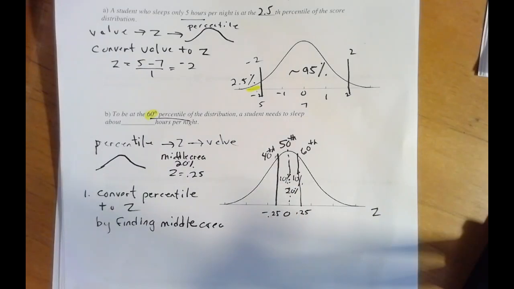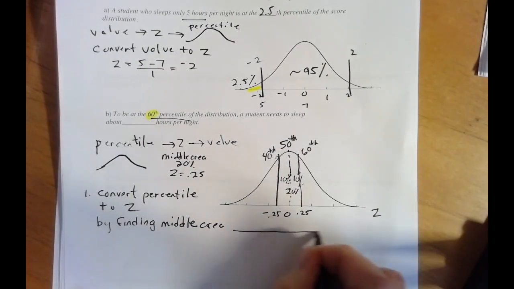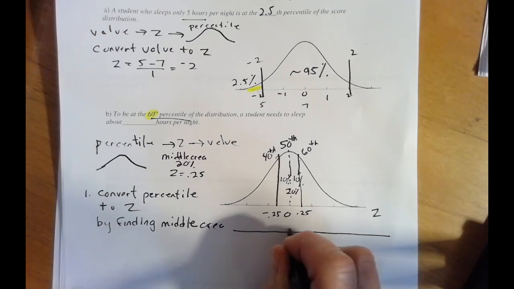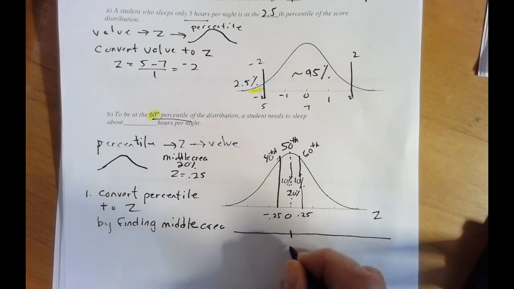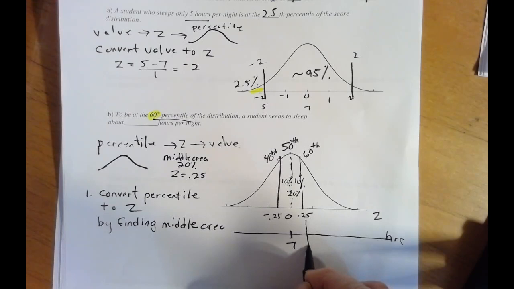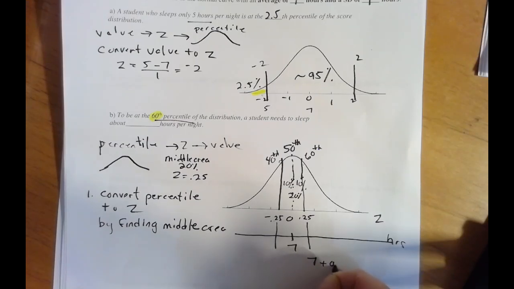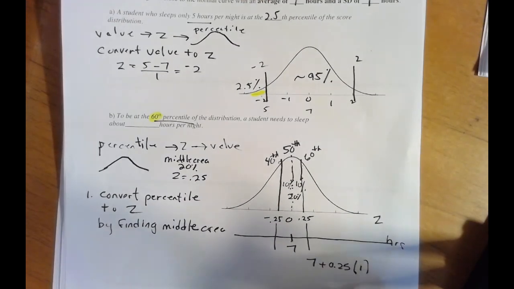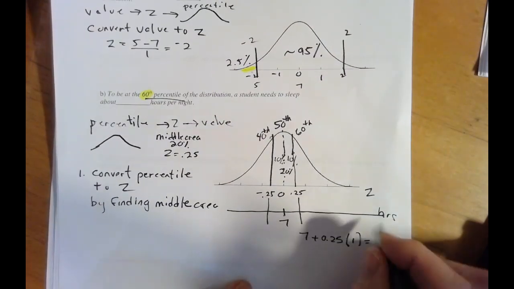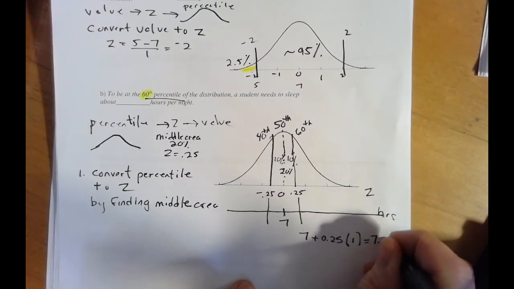So now we just have to get the value. Let's just remember what we're doing. 0 lines up with, what's our average? 7. These are hours. So now we're going to say 7. We want this, and we want this. This is 0.25 above the average. But 0.25 what? Well, in this case, standard deviations, but the standard deviation is 1 here. So we get 7.25 hours. And that's our answer.